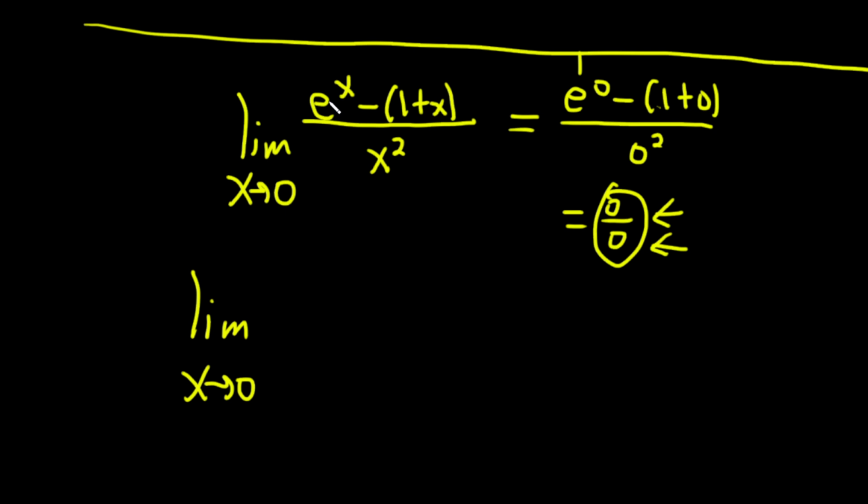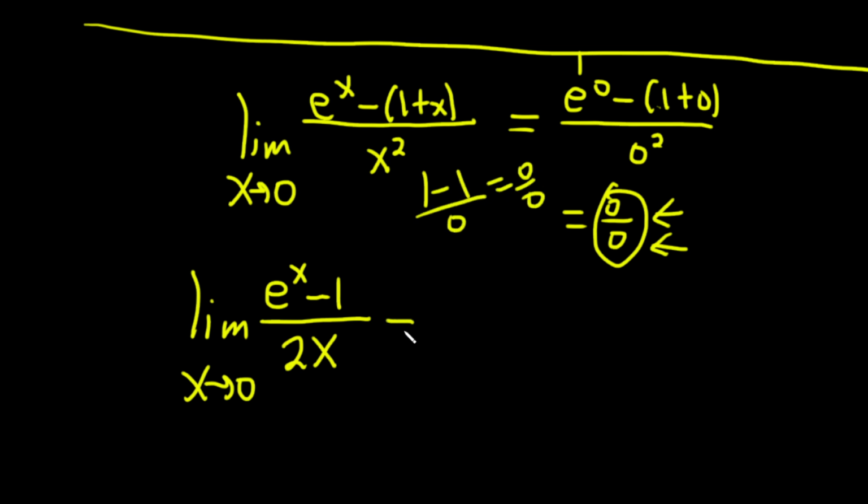the derivative of the numerator. Derivative of e to the x is e to the x. Here, this is going to be 0. And then the derivative of x is 1. You're just going to get a minus 1 here. Then here the derivative is 2x. And what happens when you plug in 0 now? Well, you get e to the 0. So you get 1. So you get 1 minus 1 over 0. 2 times 0 is 0. So you get 0 over 0 again.